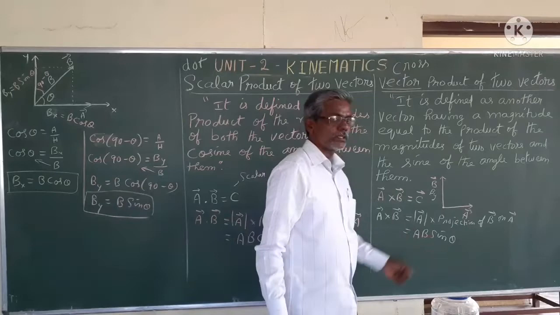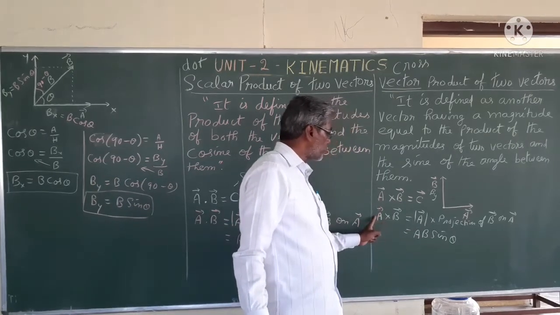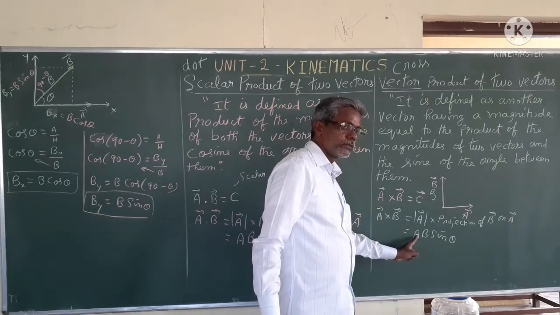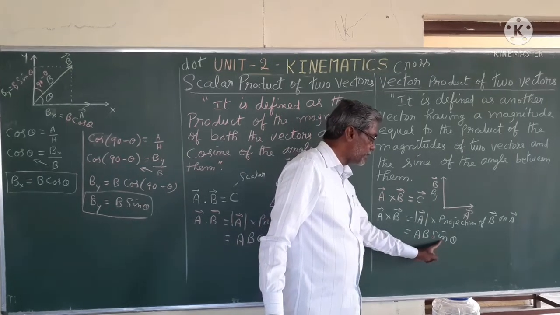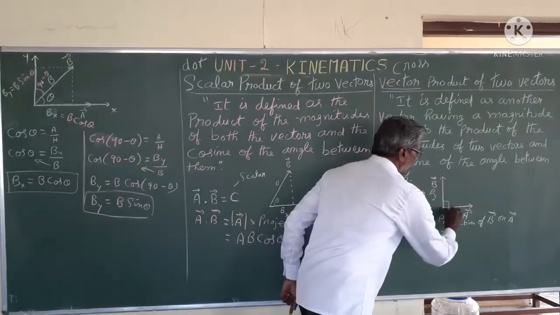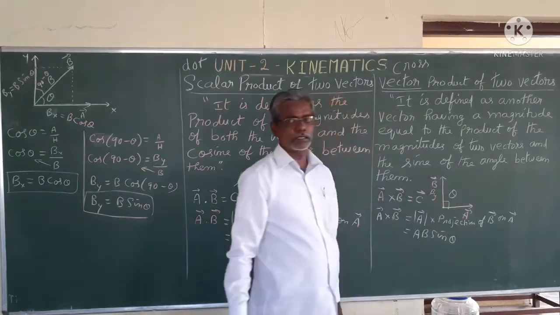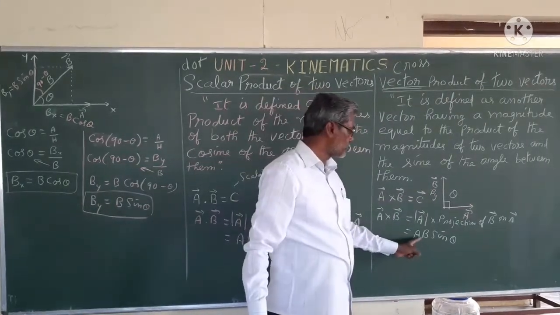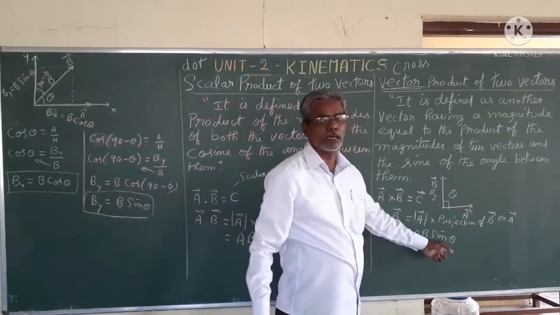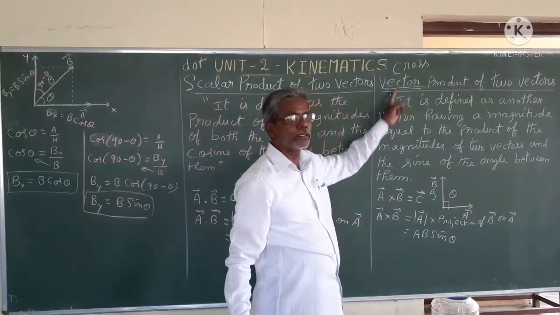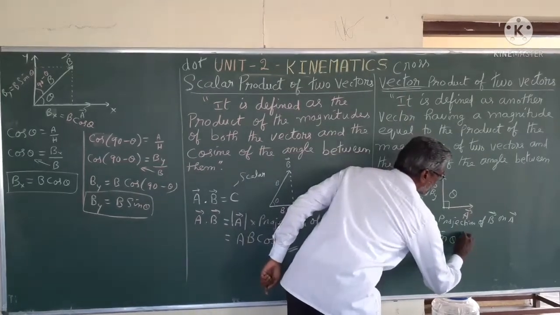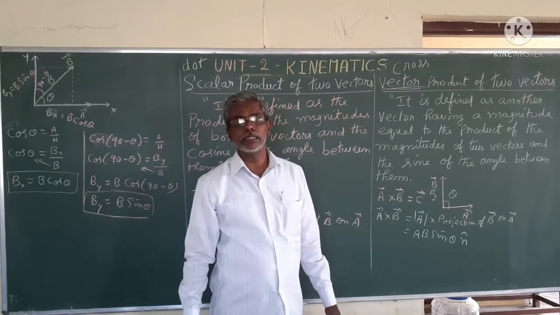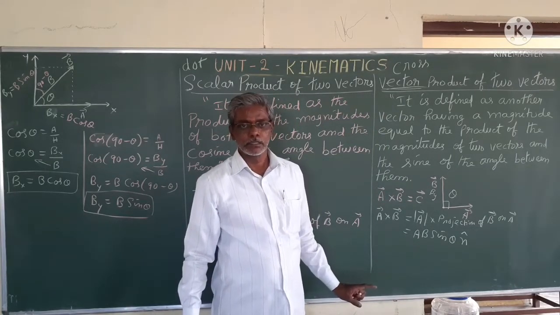Now I will define this one. The cross product of two vectors is equal to the product of the magnitudes of the two vectors and the sine of the angle between these two vectors. Okay, but this one is what? Vector product. Now you see this one, ab sin theta, is a scalar. But the question is what? Vector product. So you multiply this with n cap, where n cap is a unit vector and it has magnitude 1. Clear?